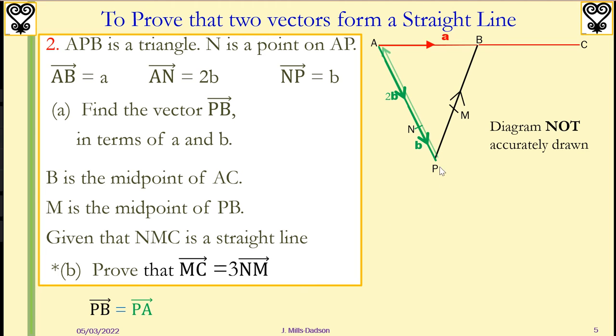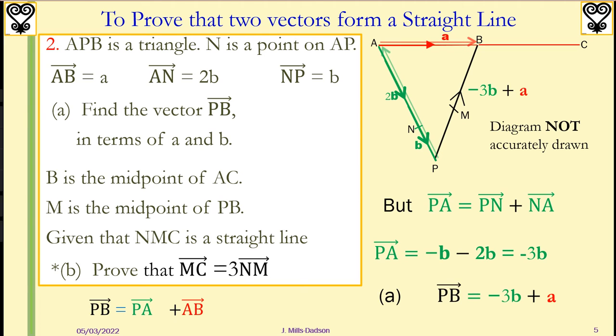So PA will be going against vector 3B, so that will be a negative 3B. But AB is going along it, so it's positive A. So you end up having negative 3B plus A. So that is our vector PB.